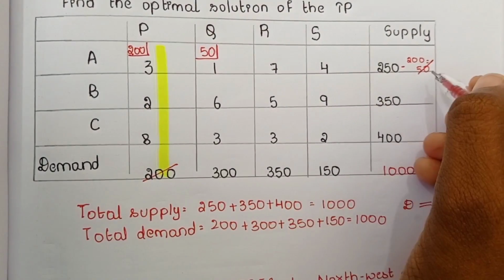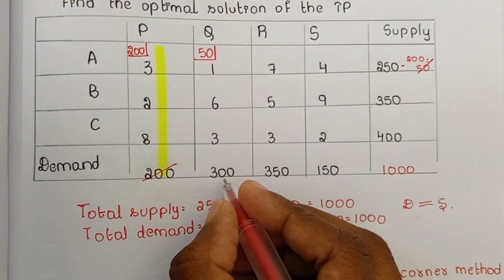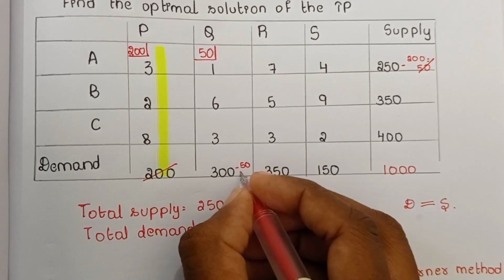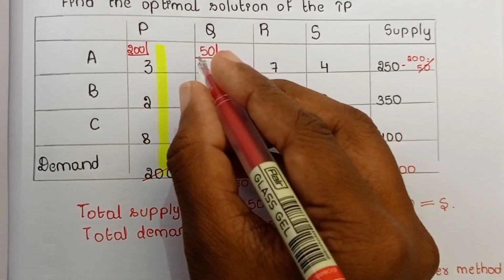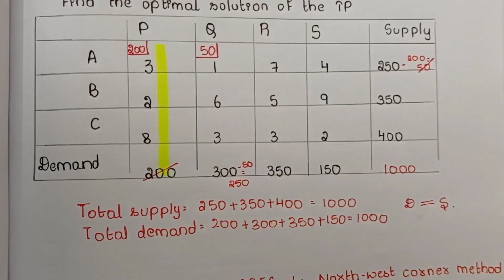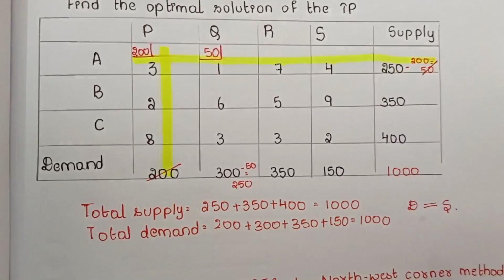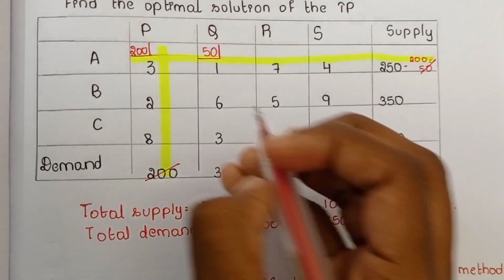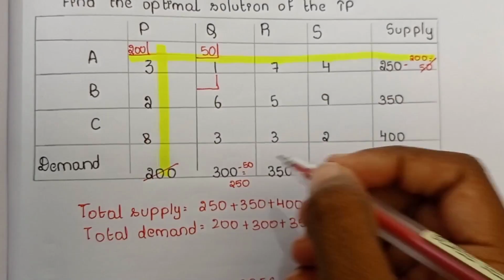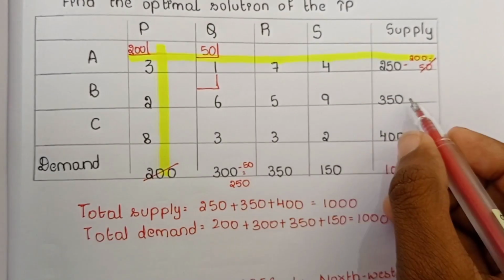I will strike off this because I have given everything here. So I have to deduct that 50 from 300. 300 minus 50 is equal to 250. As I have given everything in this row, I have to strike it off. I will strike off this row as well. Next, the remaining region is this much. In this, the northwest corner lies here, and we have to check the demand and supply. The demand is 250 and the supply is 350.